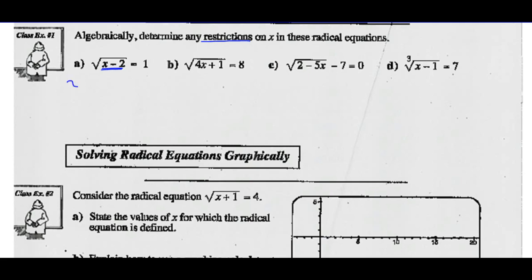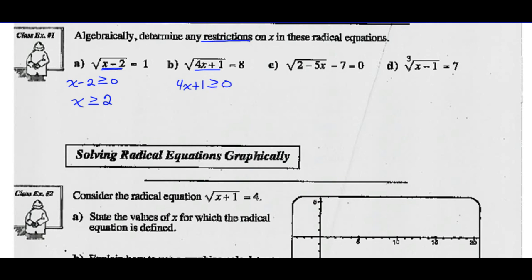So I would say x minus 2 must be greater than or equal to 0. All right? The radicand can never be negative, so x minus 2 must be greater than or equal to 0. Or if I add 2 to both sides, my restriction is x is greater than or equal to 2 for part A. For part B, look at the radicand, what's underneath the radical sign, and make sure that radicand, 4x plus 1, is greater than or equal to 0. That's how you find the restriction.